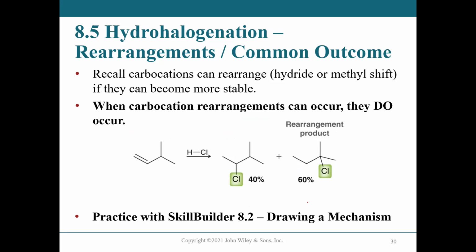So when carbocation rearrangements can occur, they do occur. And you can see that we get both products. But one is slightly favored over the other because we form a tertiary carbocation versus a secondary carbocation. So this would be your tertiary, your secondary. So we're getting a little bit more of the tertiary product.